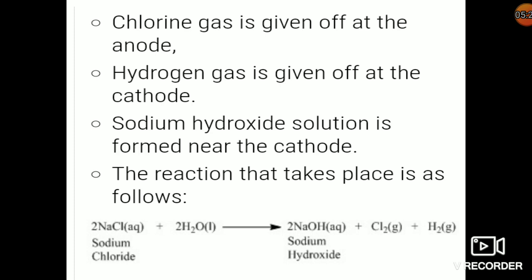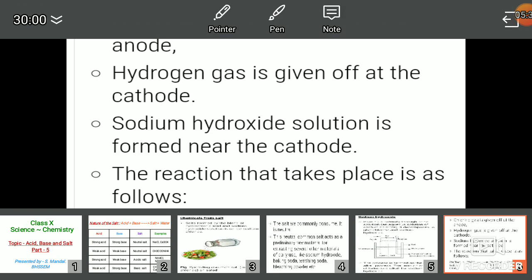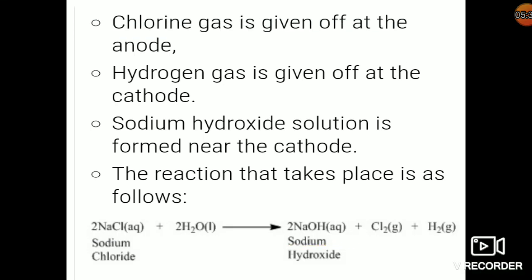The reaction that took place here was sodium chloride plus water, because we have taken brine solution, an aqueous solution of saturated sodium chloride, will pass electricity. Here you have to give electricity. It produces sodium hydroxide, chlorine and hydrogen gas. This is an important reaction. You have to remember where chlorine gas is accumulated and where hydrogen gas and sodium hydroxide accumulate.